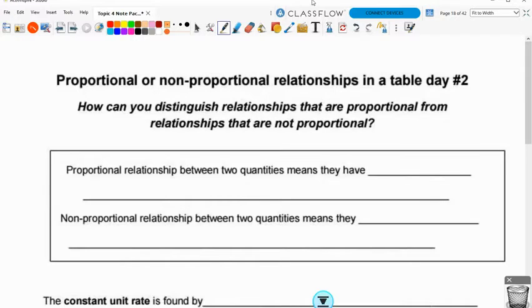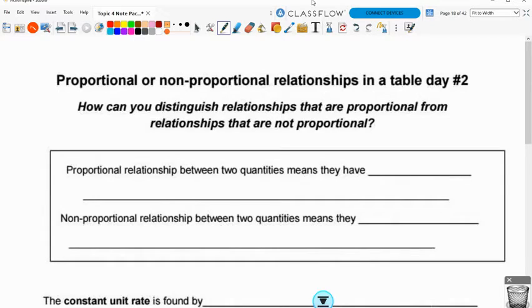In our lesson today, we're going to have another practice on determining if the data in a table represents a proportional relationship or a non-proportional relationship. We need to ask ourselves the question, how can you distinguish relationships that are proportional from relationships that are not proportional? In the box that we see here, we're going to remind ourselves from the last lesson what it means for a relationship to be proportional and what it means for a relationship to be non-proportional.